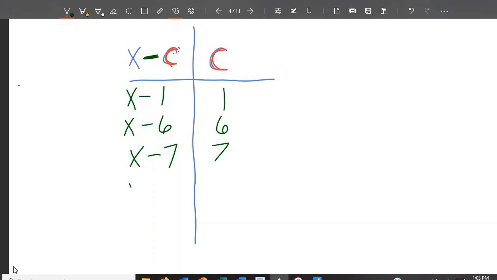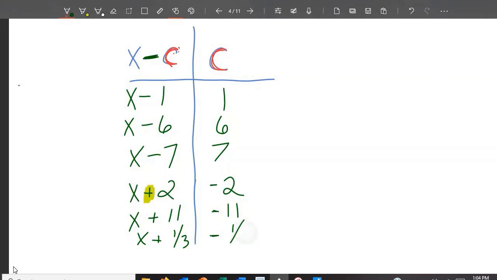Now, sometimes it will be a plus sign in the middle. If it's a plus sign in the middle, your c is negative. C is always the opposite sign of what's in the parenthesis, of what's in the x minus c. So the c is the opposite sign of what's in the binomial. I need y'all to remember that. Opposite sign of what's in the binomial.